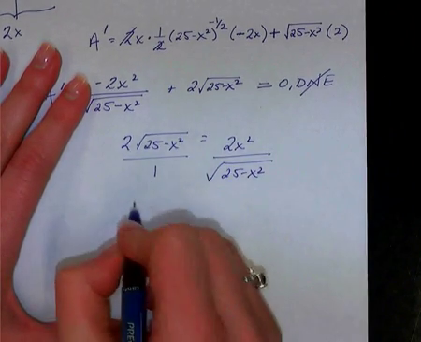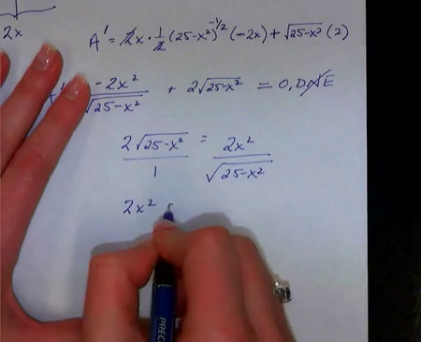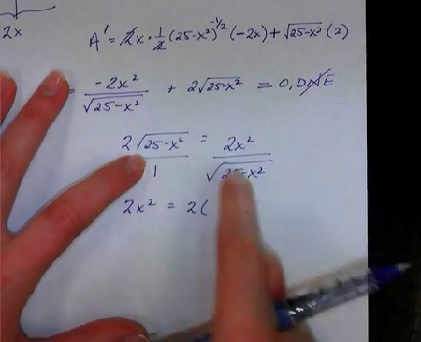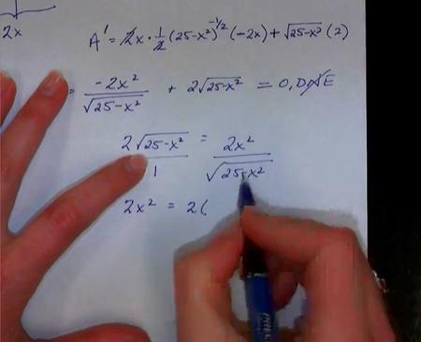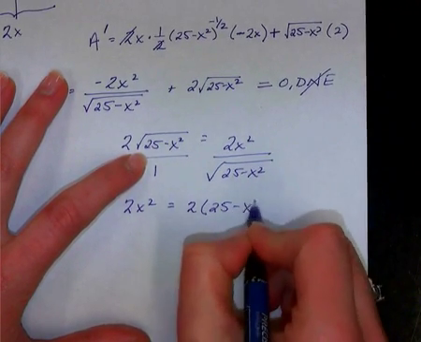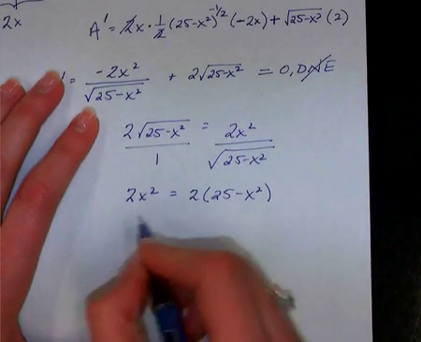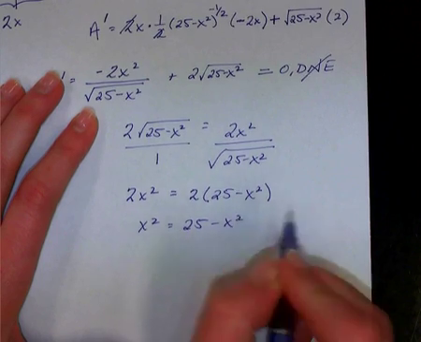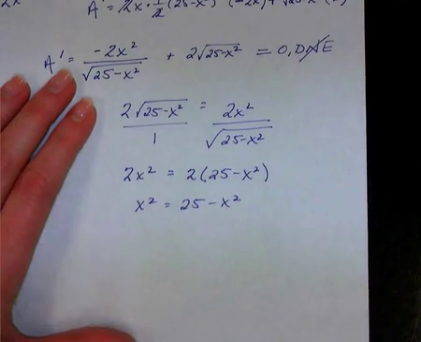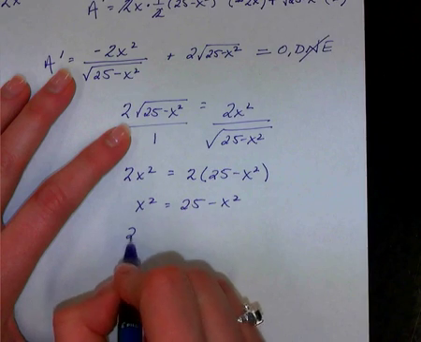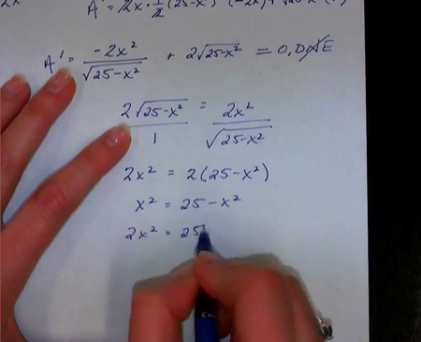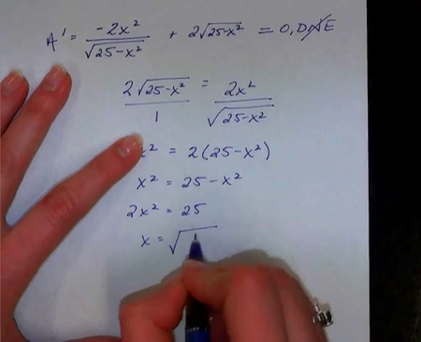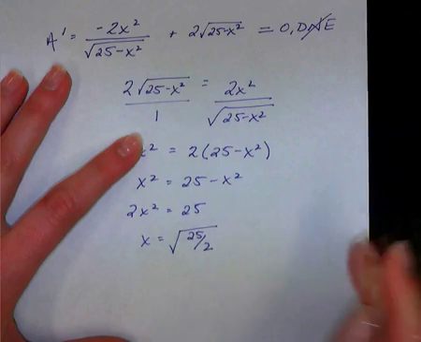So what I end up with, 2x squared is equal to, when I multiply, I get 2 times, well, when I have a radical times a radical, the same thing underneath, the radicals cancel. 25 minus x squared. Divide both sides by 2. x squared is equal to 25 minus x squared. Look how nice that is. So now I've got 2x squared is equal to 25. Therefore, x is equal to the square root of 25 divided by 2.